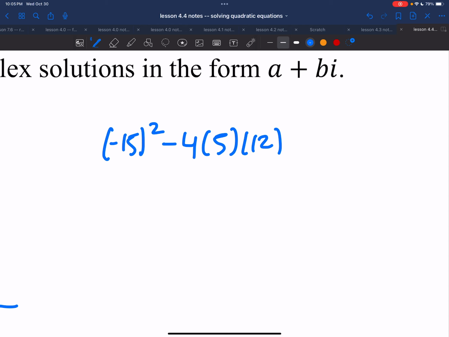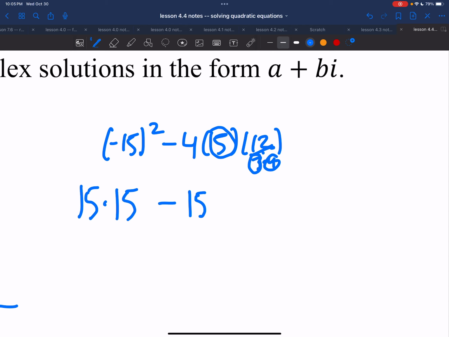And that is saying that negative 15 squared is like saying 15 times 15, because who cares that it's negative? The negative becomes positive. And 12 is 3 times 4. And so what you can do is you can take that 3 and pair it with 5 to make a 15.